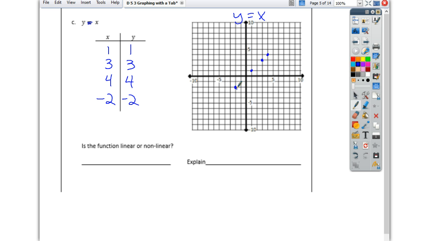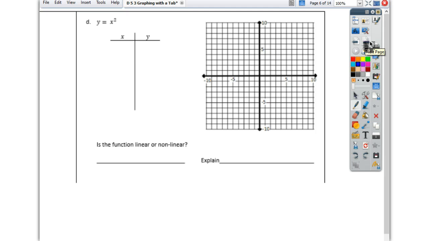Linear or nonlinear? Linear. Totally linear. Why? Yes, it does. It makes a straight line. And whenever it's y equals x, it goes through your origin as well. 0 equals 0. All right, now let's do this one.